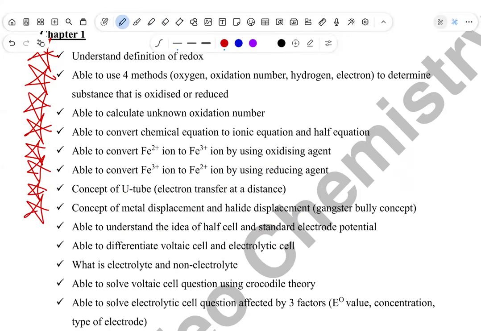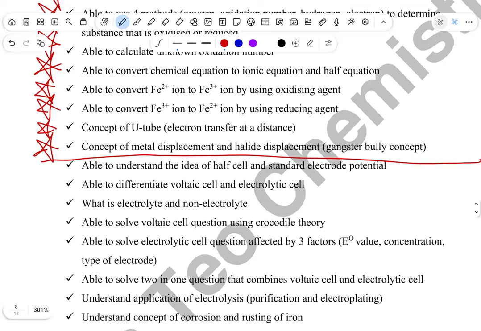The real disaster normally starts from here. Okay. For me, for a lot of people, the struggle in chapter 1 started when we go for half cell, voltaic cell, and electrolytic cell. So I hope everyone knows what is half cell. What is half cell?